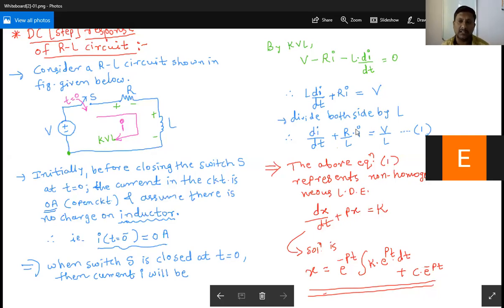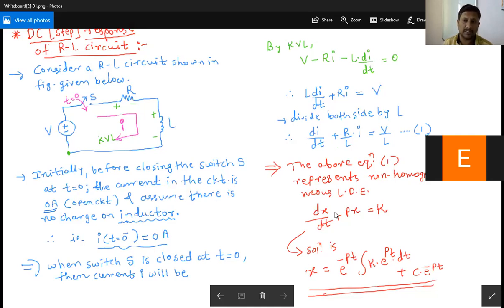If you compare this equation with a non-homogeneous linear differential equation, the standard equation I have given is dx by dt plus px is equal to k, where k is the constant, x is the variable. x is replaced by I here, p is replaced by R by L, and k is replaced by V by L.